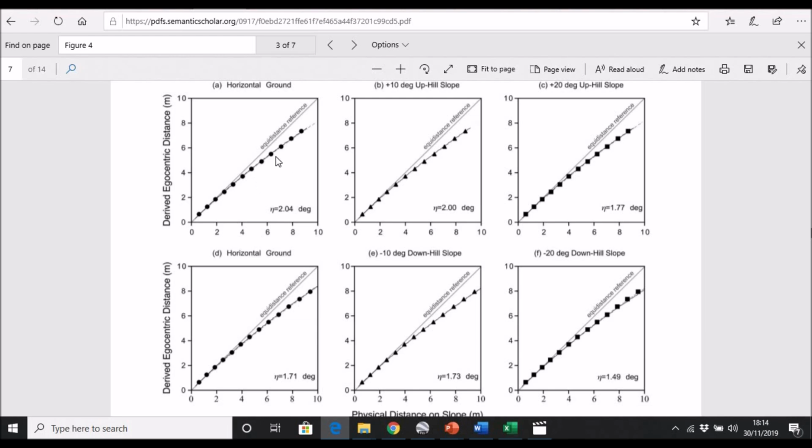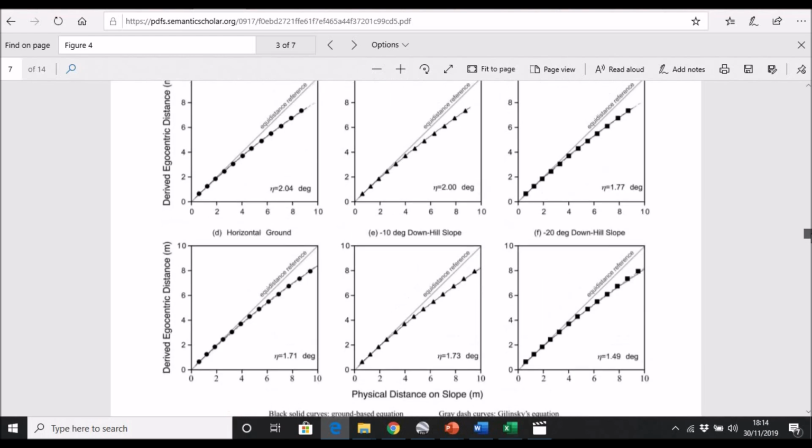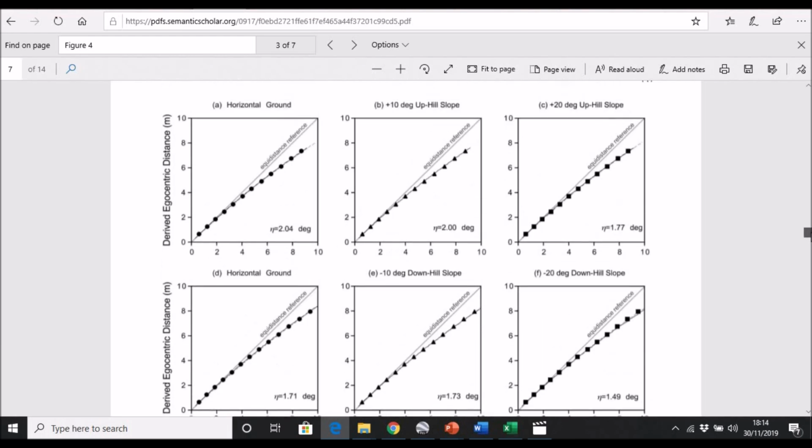These are either on horizontal or sloping surfaces. So the top ones, A and D, are on horizontal ground, and the perceived distance as opposed to the reference gets progressively worse the further away the subject is from the object, and that doesn't change if it's an uphill slope or whether the slope is greater or less.